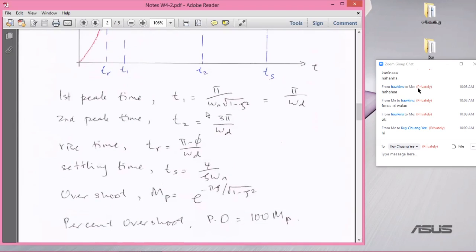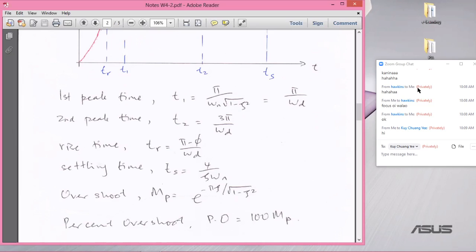So this is a peak time. The first peak time is given by pi divided by omega d. Omega d is just omega n multiplied by the square root of 1 minus zeta squared. This is the second peak time. This is the rise time. This is the settling time, 4 divided by zeta omega n. And this is the percent overshoot.